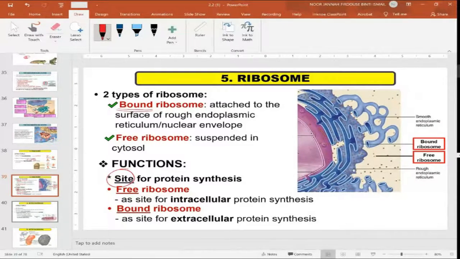So, kalau free ribosome, site for intracellular protein synthesis. Maknanya protein yang dihasilkan untuk sel. Manakala bound ribosome, especially for extracellular protein synthesis. Meaning, the protein that is produced from the RER is specifically to be transported out of the cell.